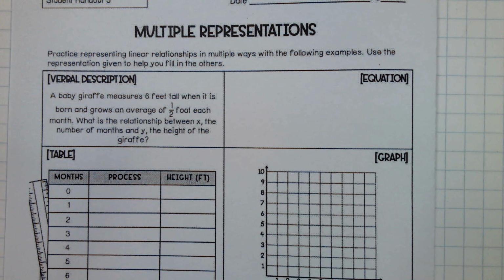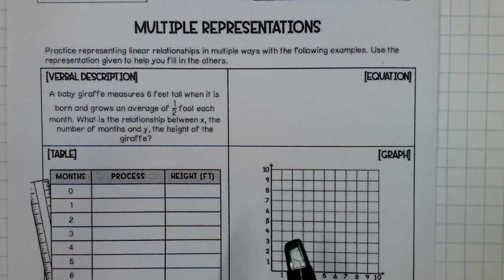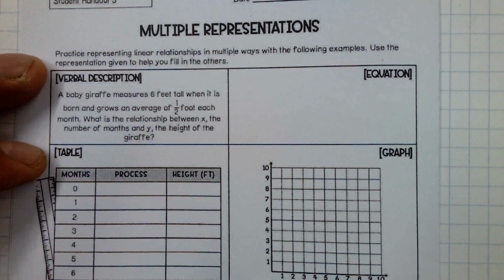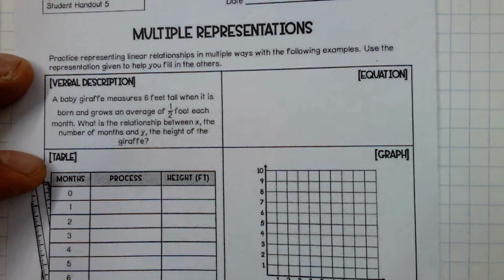A baby giraffe measures 6 feet tall when it is born and grows an average of a half foot each month. What is the relationship between X, the number of months, and Y, the height of the giraffe? Okay. So in this case, they're giving us the information in a written format. Let's just highlight some of the things and maybe identify what they are.